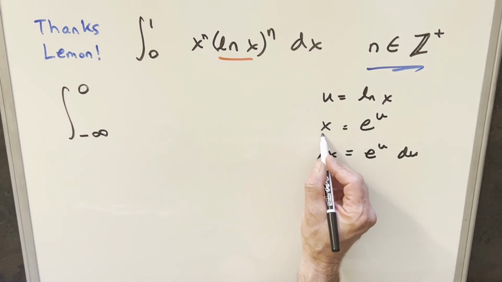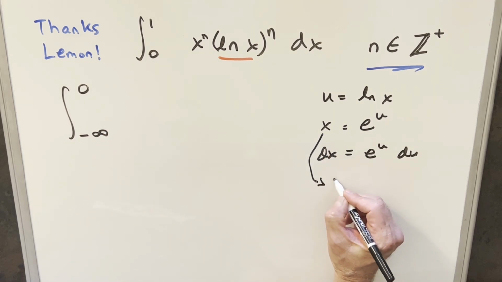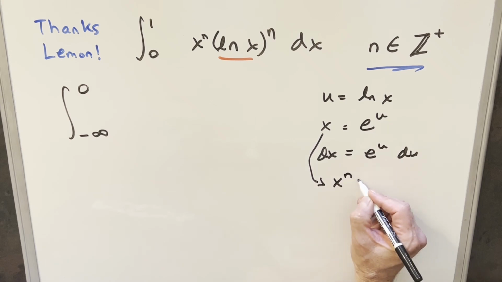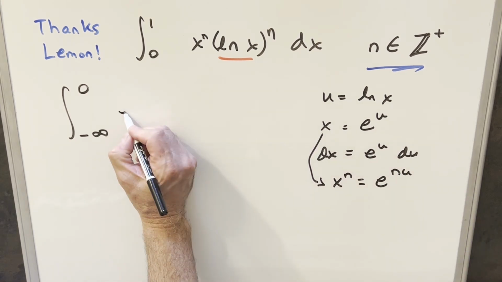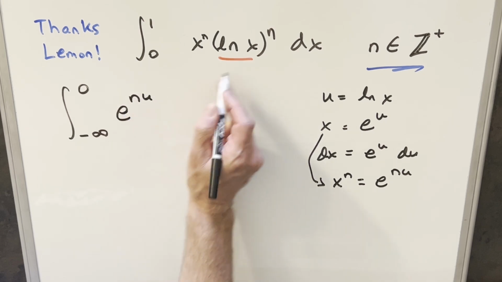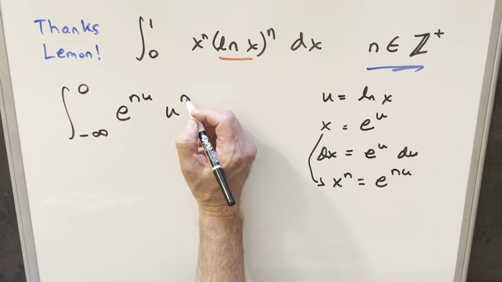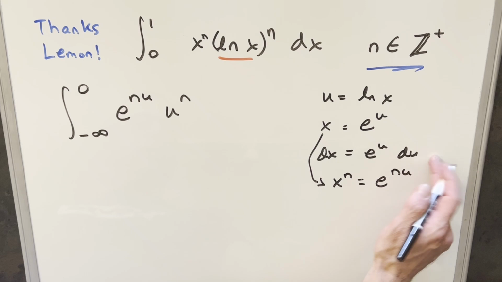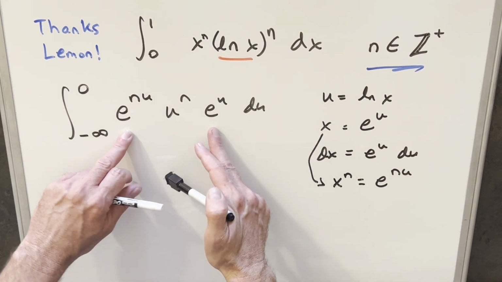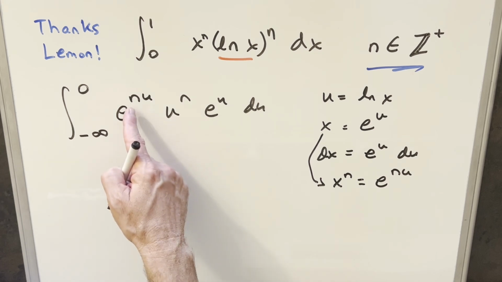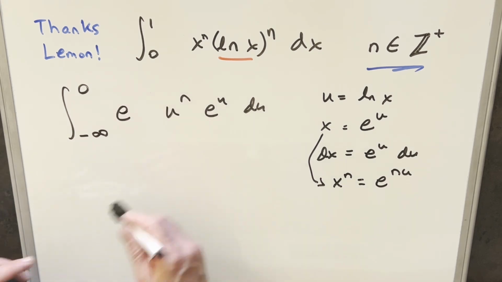Now for x to the n, we can just take this, and if we raise both sides to the power of n, this is going to be the same thing as x to the n equal to e to the nu. So we'll write that in here as e to the nu. This thing is just our u, so we have u to the n, and our dx is this thing, e to the u du. But now we have the same base here and here, so let's combine these terms, just adding exponents.